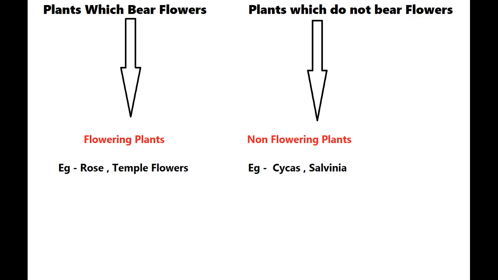Remember, children, so far we learned that there are some plants that bear flowers and there are some other plants that do not bear flowers. We are going to give them special terms now. Plants which bear flowers. What are the plants which bear flowers? We give a special name for them. We call them flowering plants. Flowering plants.